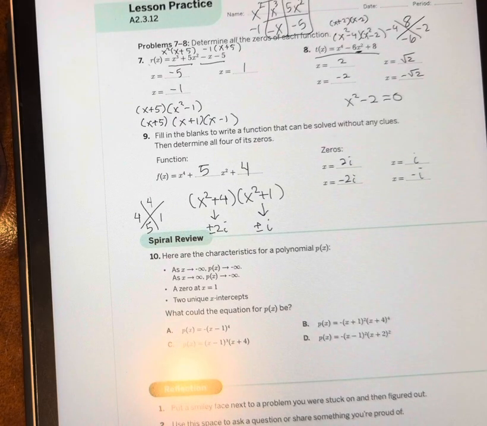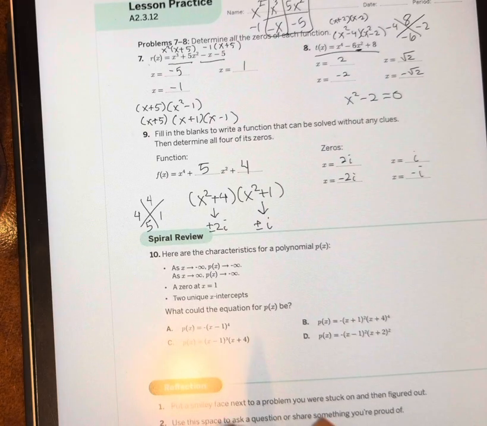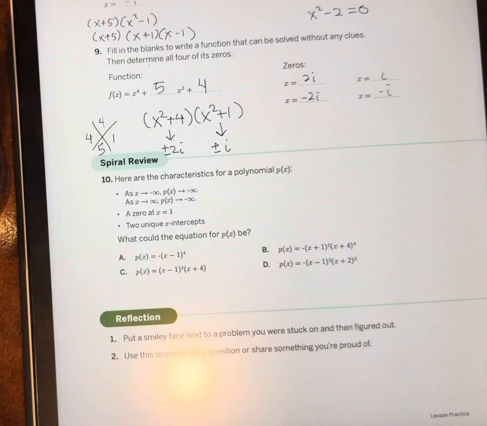Okay. Oh my god, I don't want to do the spiral review. What's going on? Here are the characteristics of this polynomial. What could it be? This is important, you guys, for your test, so I will do it. Here are the characteristics for a polynomial p of x. Okay, what are these characteristics telling me?